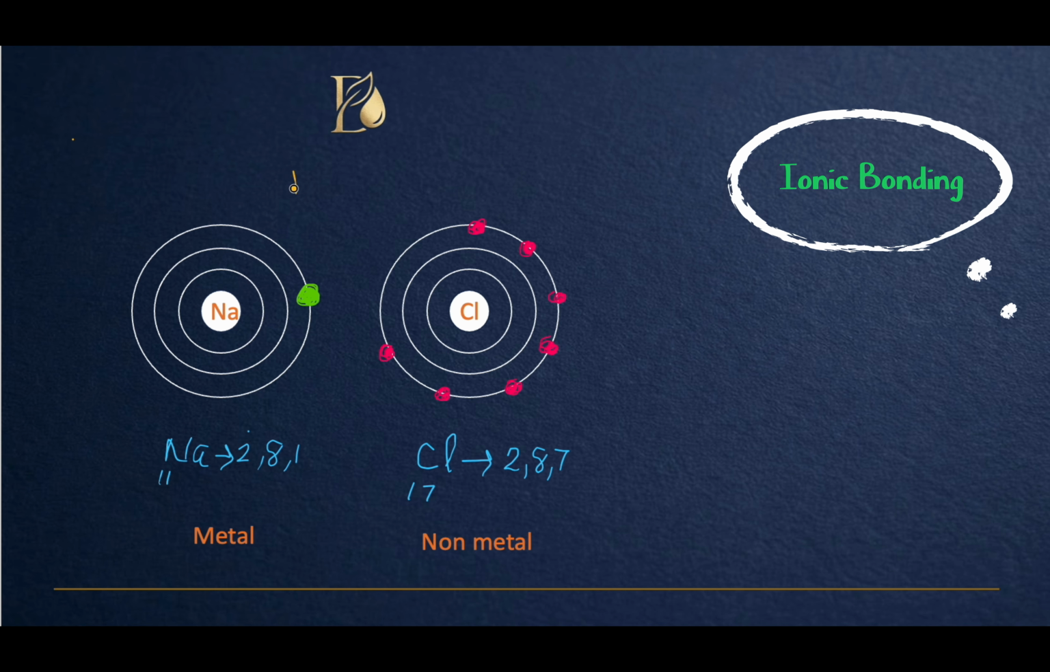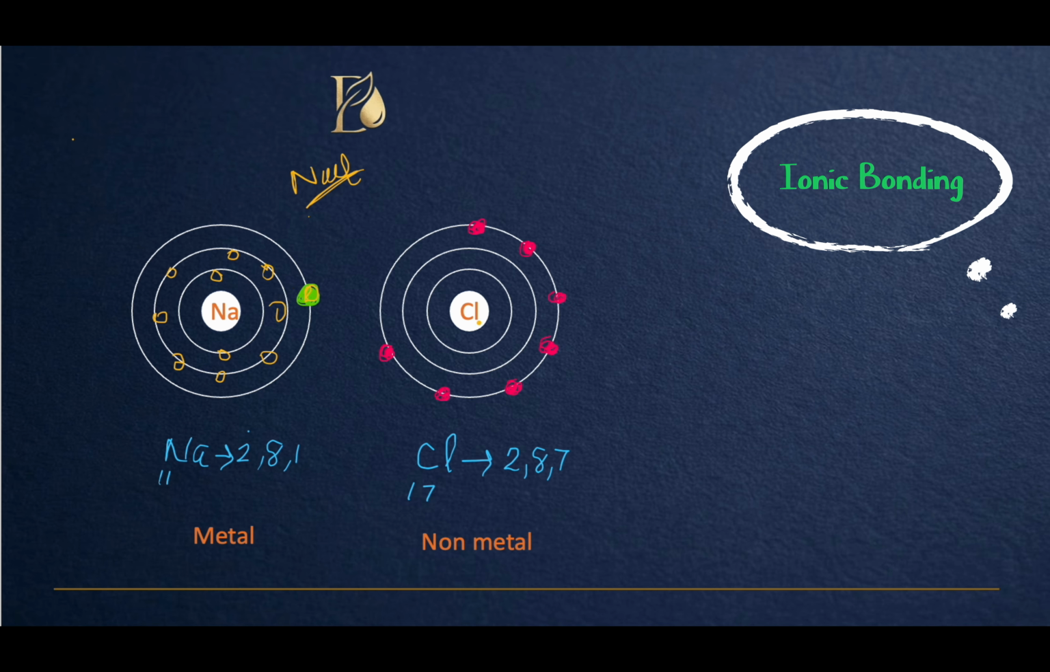We can check it with an example: the formation of sodium chloride. This is an ionic compound. How is it forming? Sodium has 1 electron in its valence shell. Before that, what is the atomic number of sodium? 11, so there are 11 electrons. How are they arranged? 2, 8, 1. In the first shell there are 2 electrons, in the second shell 8 electrons, and in the valence shell 1 electron. This is the last electron.